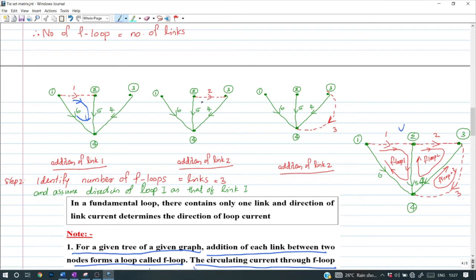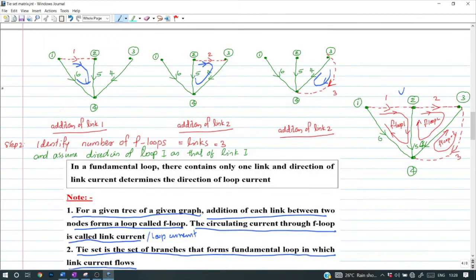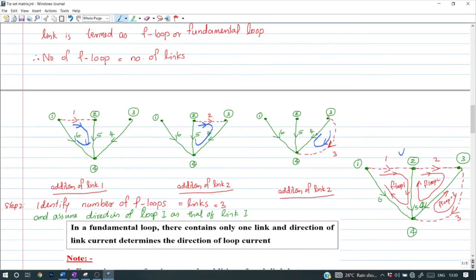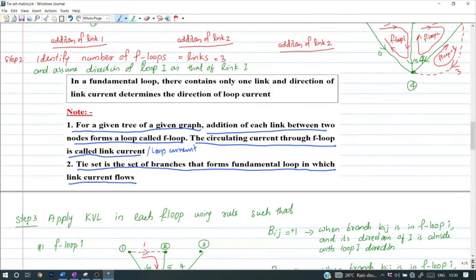Similarly, if you take this fundamental loop, the loop current can be taken in this manner, with direction the same as that of link 2. Similarly, if we consider fundamental loop 3, take the direction of loop current as the direction of the third link, like this. So that is step number 2. After identifying fundamental loops and the direction of currents, we can write down the KVL equation in each loop.